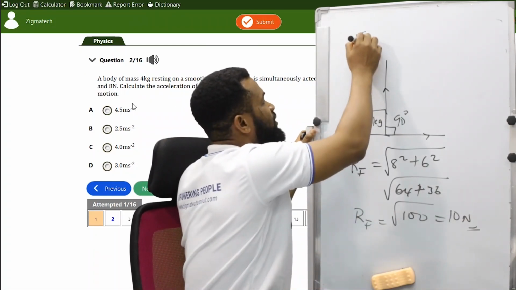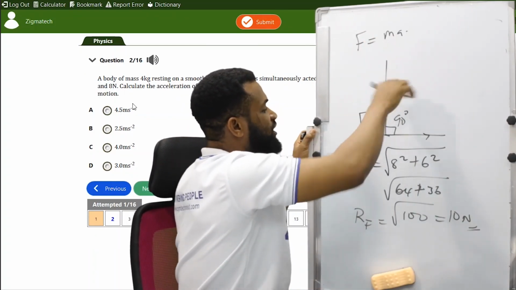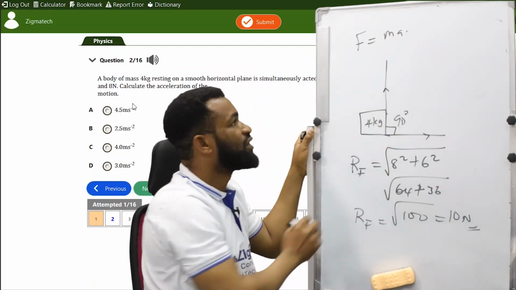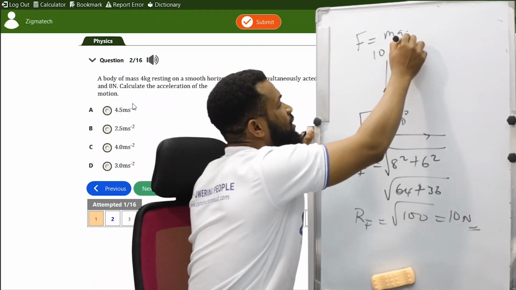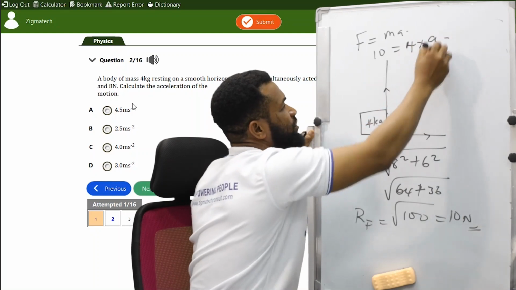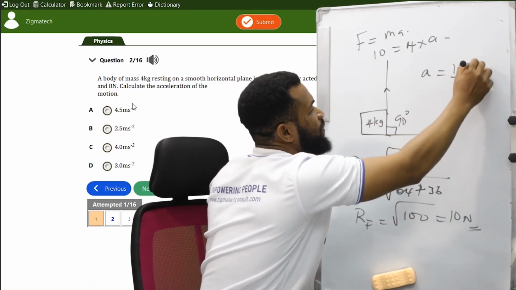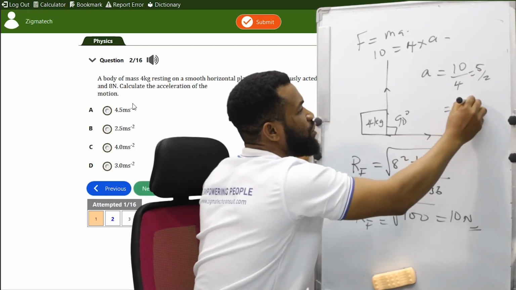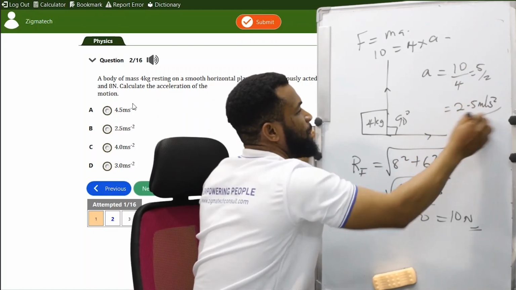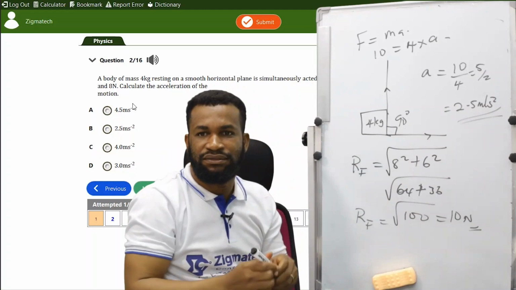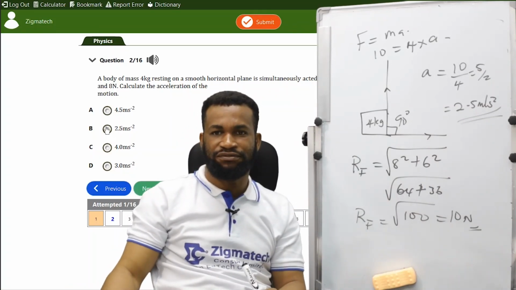However, this force is equal to ma because this is the net force. So 10 is equal to m, which is 4, times acceleration. And acceleration is going to be 10 over 4, which is 5 over 2, which is 2.5 meters per second square. So option B is the answer.